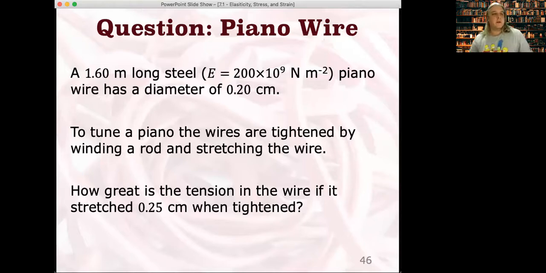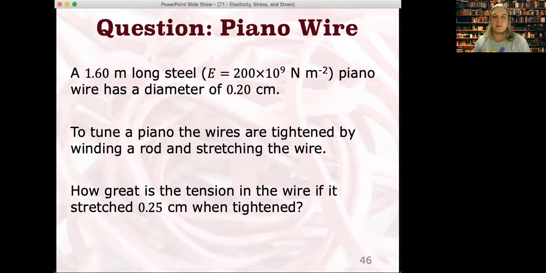If we have a 1.6 meter long steel piano wire, so still steel, same as we've been using for the last couple of examples, but obviously equations all work the same with other values for other materials. If we've got that piano wire with a diameter of 0.2 centimeters, so 2 millimeters wide, and then we tune the piano by stretching the wire, how great is the tension in the wire if it is stretched by 0.25 centimeters when tightened?